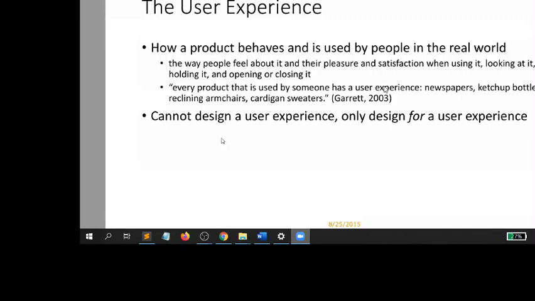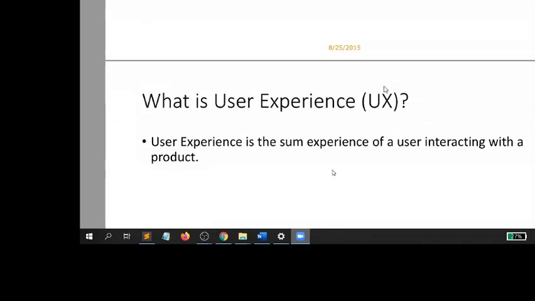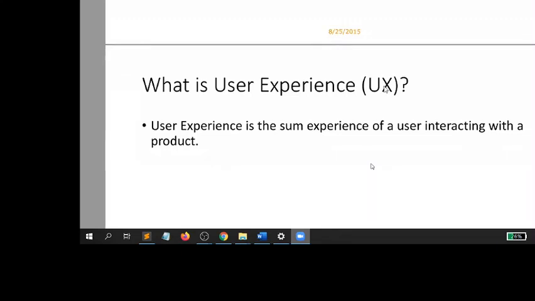So therefore, when you are coming up with a system, I say you cannot design a user experience, because this is inherent in a person. So you can't really design a user experience. But what you do is you come up with a product in order to have a good experience, right? You come up with something in order to have a good experience. So what is it then that you call user experience? We say it's the sum of experiences of a user interacting with a product. It is the sum experience of a user interacting with the system. You can actually say that.